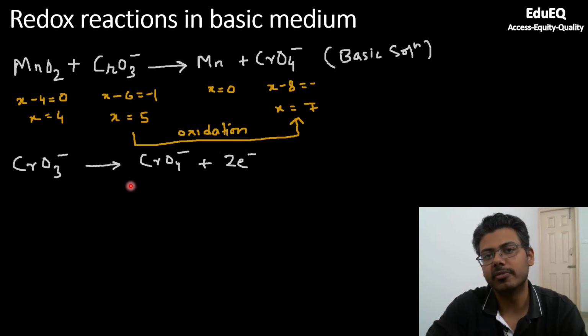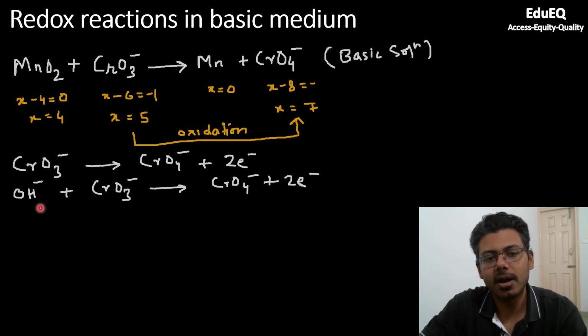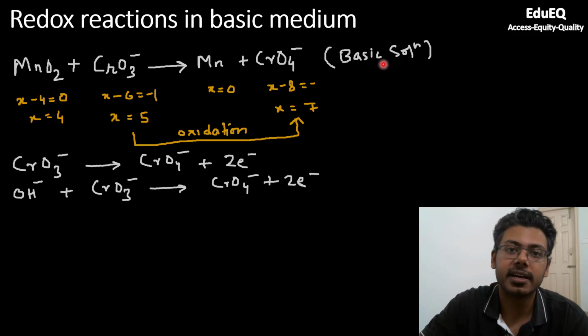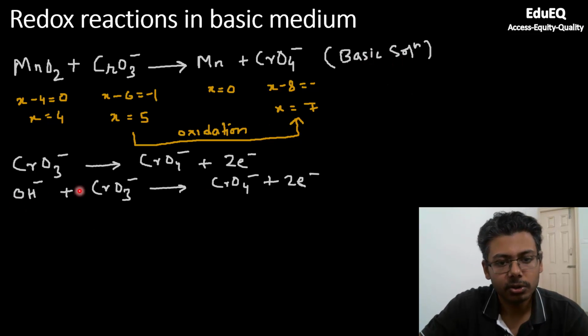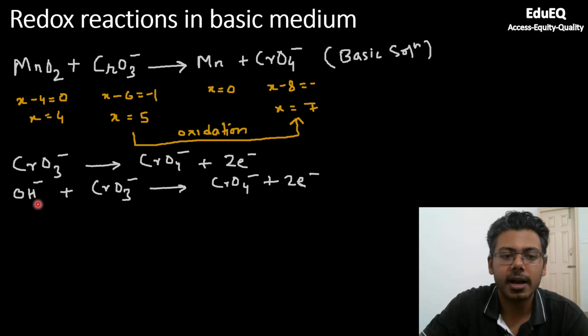The same methodology will be followed here as we did for balancing in the aqueous medium. But here, to balance oxygen, I am not adding water, I am adding hydroxide. Why? Because it is specified that this reaction is occurring in basic solution. So how many oxygen do you need? You have 4 here, you have 3 here. You just need 1 oxygen, so I have added only 1 hydroxide.